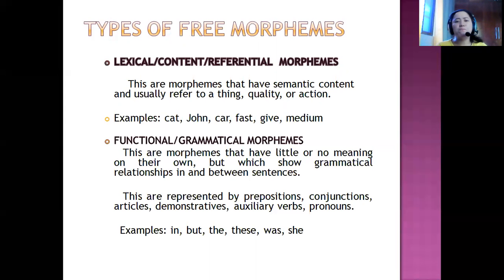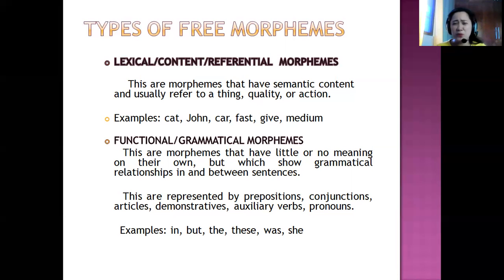Okay, so when you say functional or grammatical morphemes, these are morphemes that have little or no meaning on their own, but they will be meaningful if they are put together with the lexical morphemes. They show grammatical relationships in and between sentences. These are represented by prepositions, conjunctions, articles, demonstratives, auxiliary verbs, and pronouns.